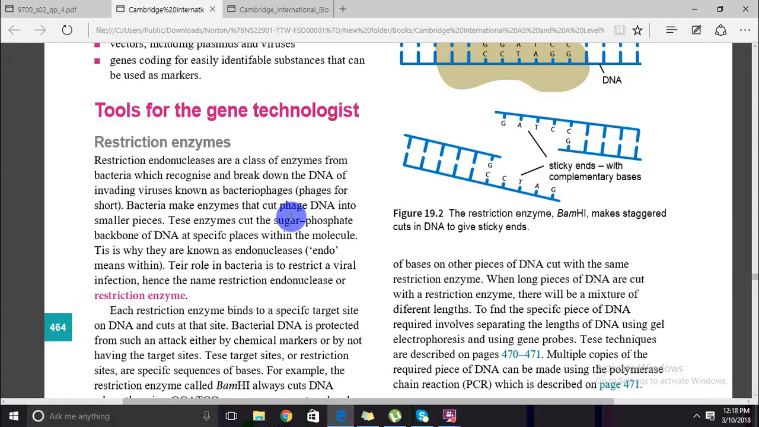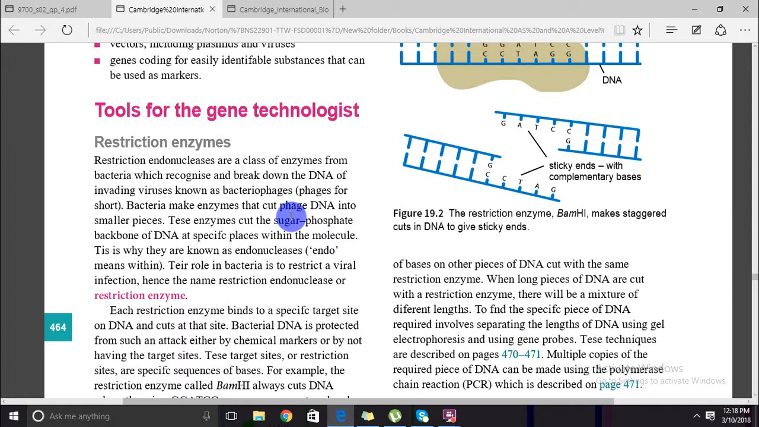And this isn't just one enzyme. This term actually refers to a whole class of enzymes, right? And yep, they're found in bacteria. They're capable of recognizing and breaking down the DNA of invading viruses, which we call bacteriophages. And bacteria make these enzymes to cut phage DNA into smaller pieces. And exactly how do they break up the DNA? They basically cut the sugar phosphate backbone of the DNA at specific places within the molecule.